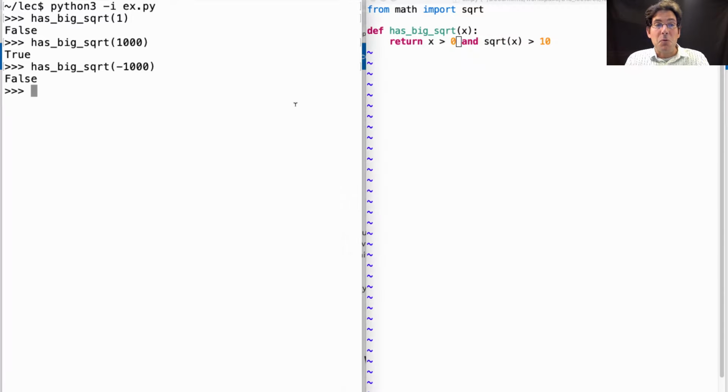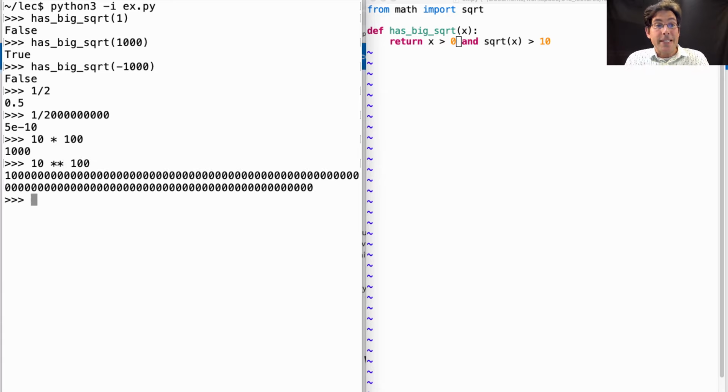Let's do an example with OR. You can divide. You can even divide a really big number. But if a number gets too big, then you can't divide 1 by it anymore. So 10 times 100 isn't that big. But 10 to the 100th power, now that's getting big. But it's still not too big. I could divide 1 by that.